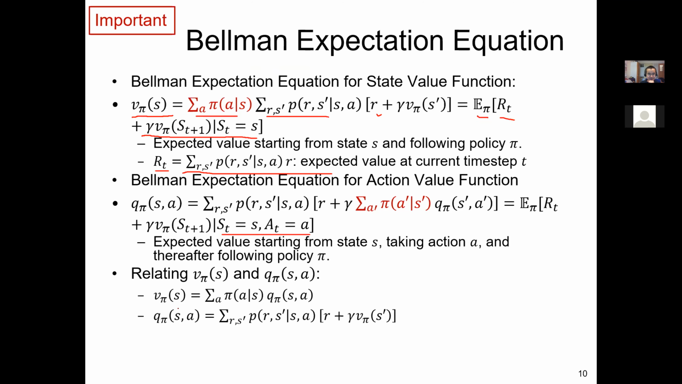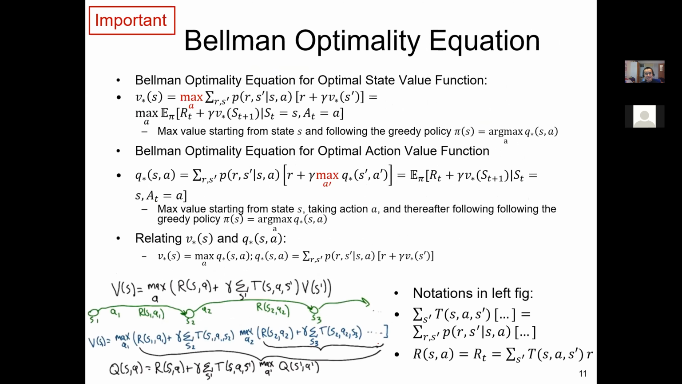So relating these two, v pi (s) is equal to the sum over actions of the policy pi (a given s) times the q value function (s, a). And the q value function can be written as the expectation over r and s prime of the current reward and gamma times v pi (s prime). So that's the Bellman expectation equation. Now, the Bellman optimality equation.